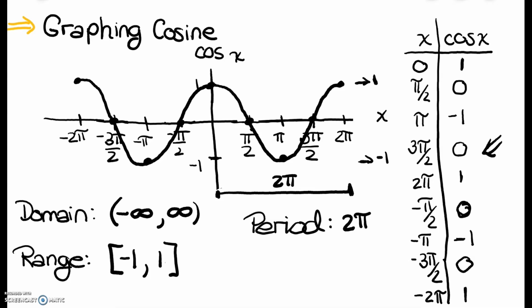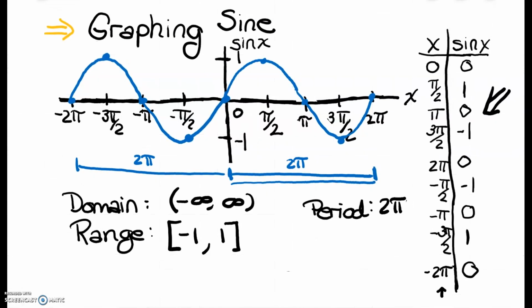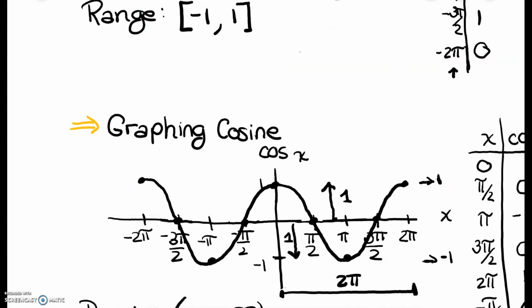A cosine function has an amplitude of 1 because from its resting position at y equals 0, it goes up 1 unit and it goes down 1 unit. 1 unit up, 1 unit down, and that is the same on my sine wave. It goes up from the resting position of y equals 0, it goes up 1 unit, and it goes down 1 unit. So its amplitude is 1.